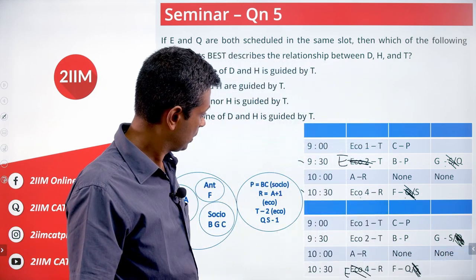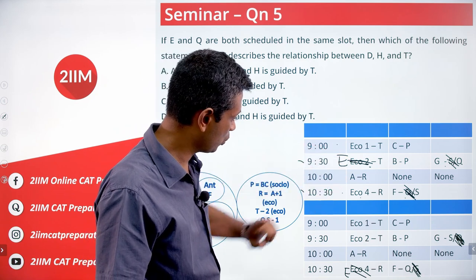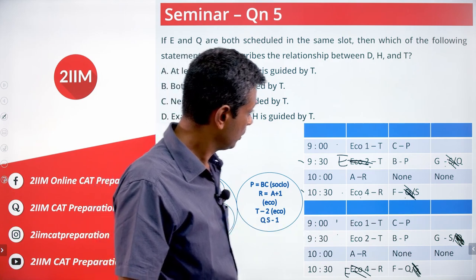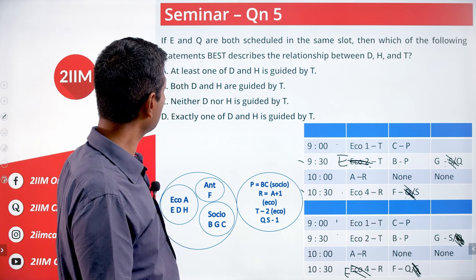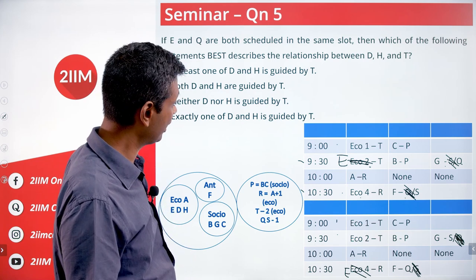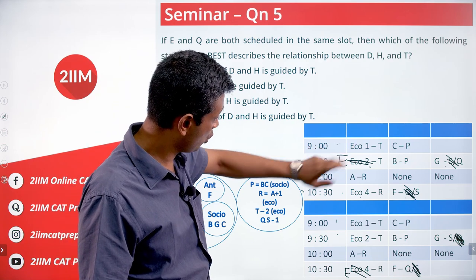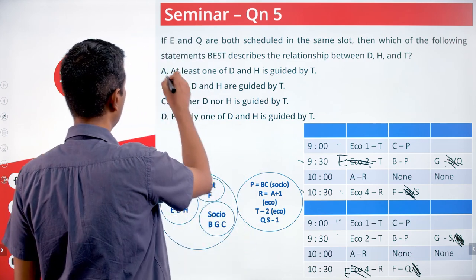And so, lovely. A and E get taken care of, D and H will go here. Lovely. We've filled everything in. Let's go to this. At least one of D and H is guided by T. D slash H could go here, the other would go here. D and H could go here in some order. Yeah, this one seems to be true.